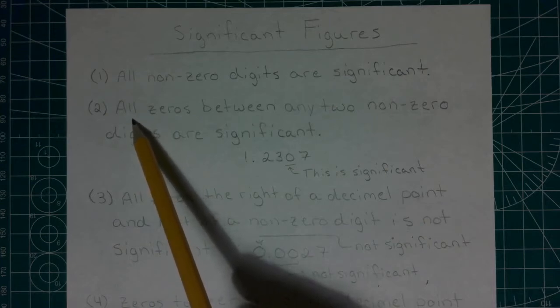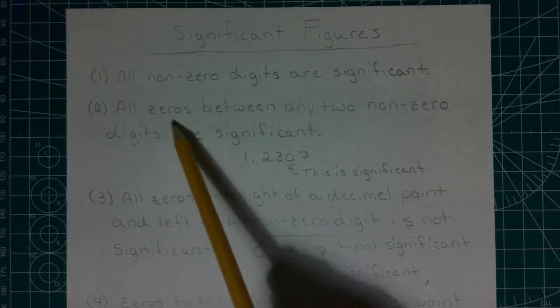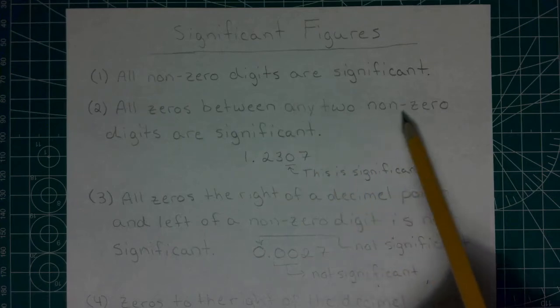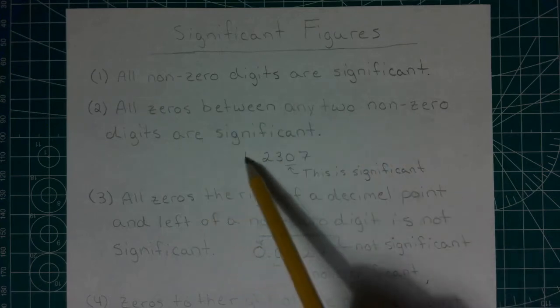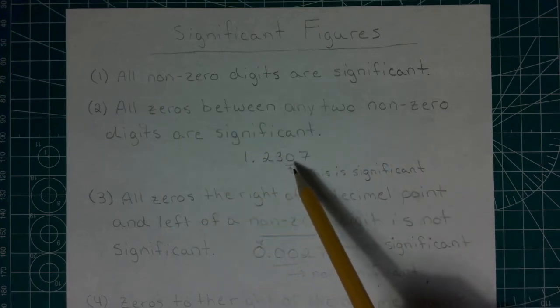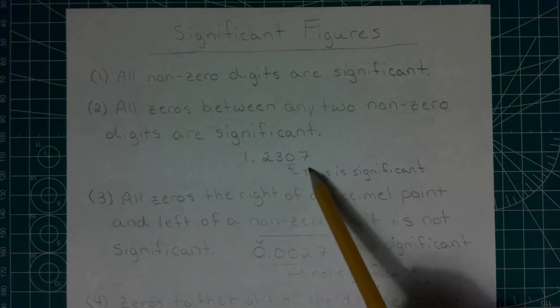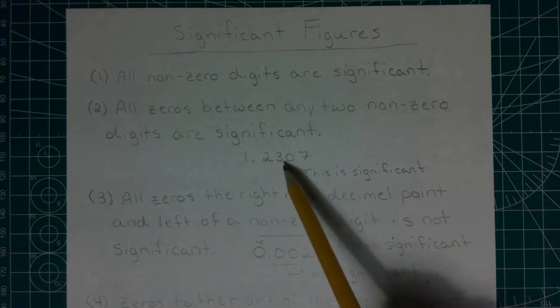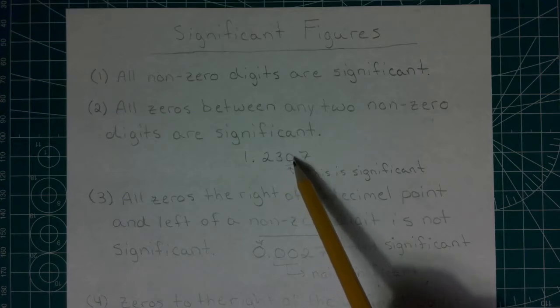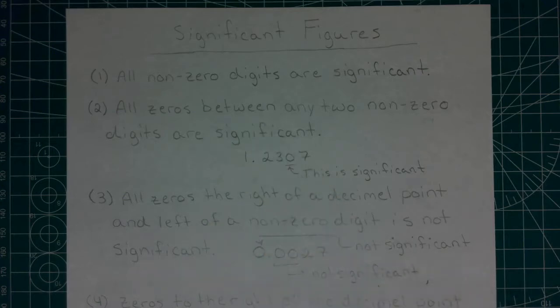So the next one we have is that all zeros between any two non-zero digits are significant. These are called captive zeros. So if I have a 3 here and a 7 here, these are both non-zero digits. This 0 in the middle is significant.